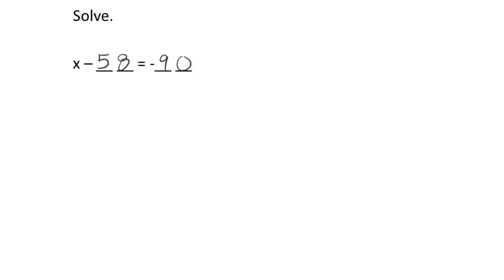So we're going to solve this problem. It says x minus 58 equals -90. Now, the fact that it's negative, of course, we're going to have to go back to some negative rules, and that's okay.